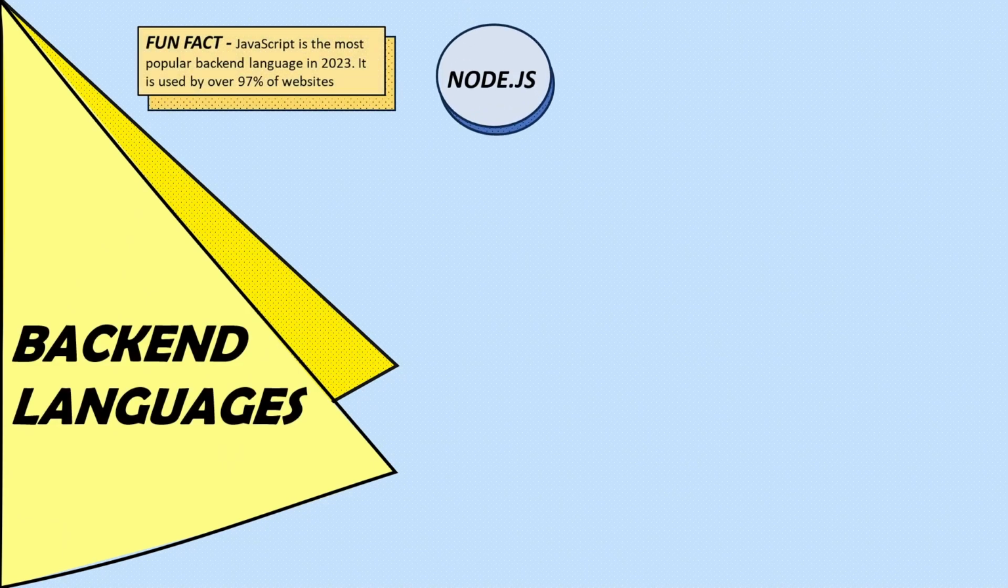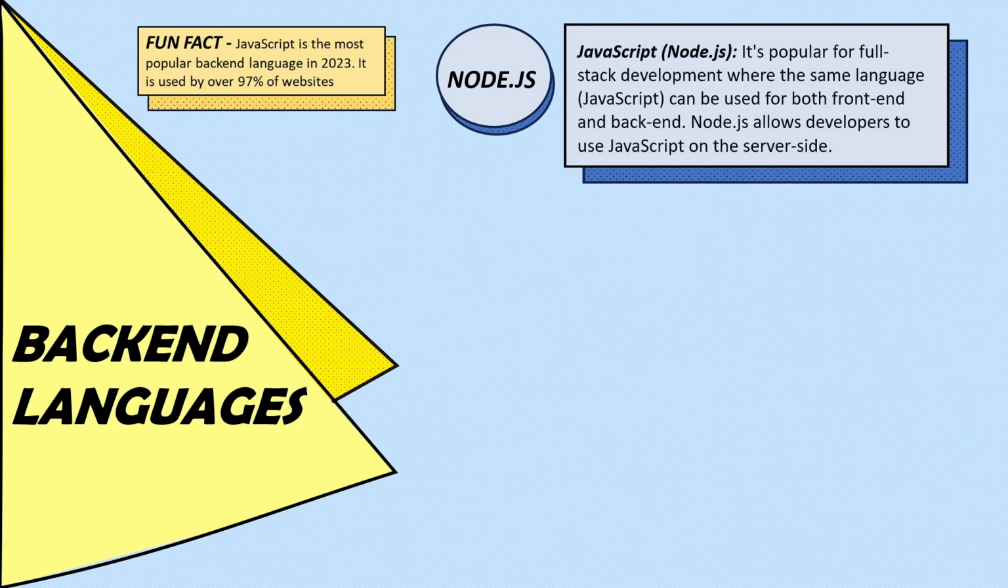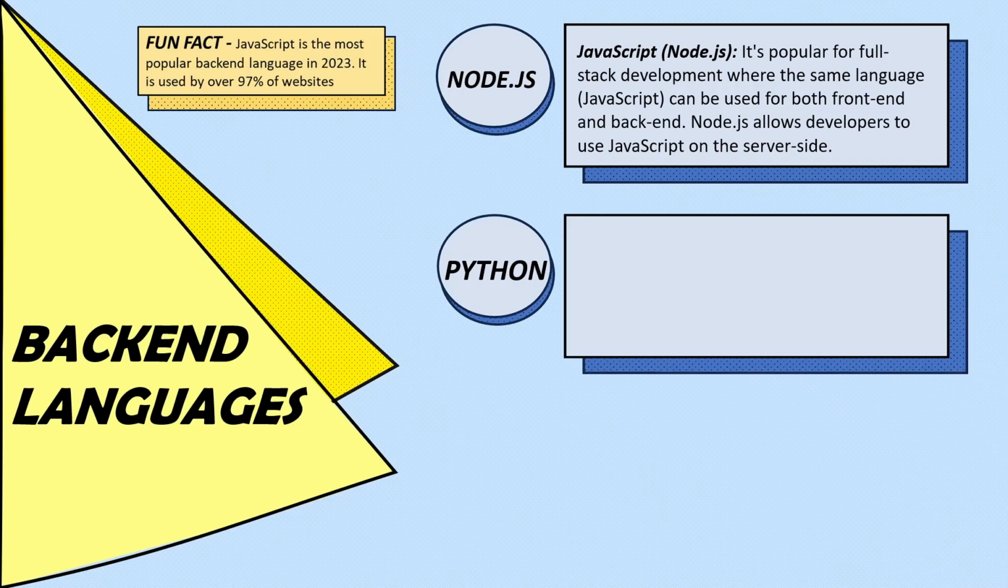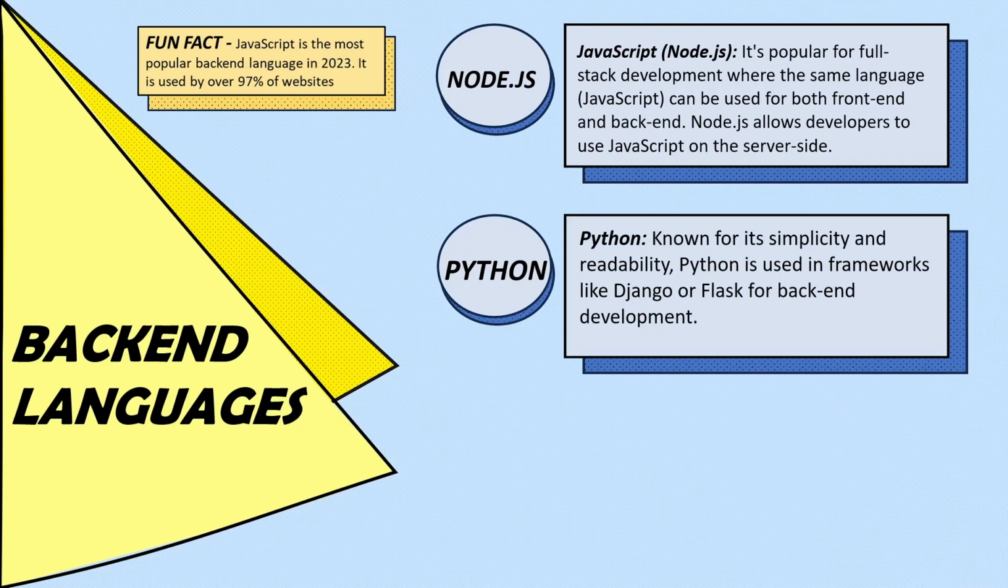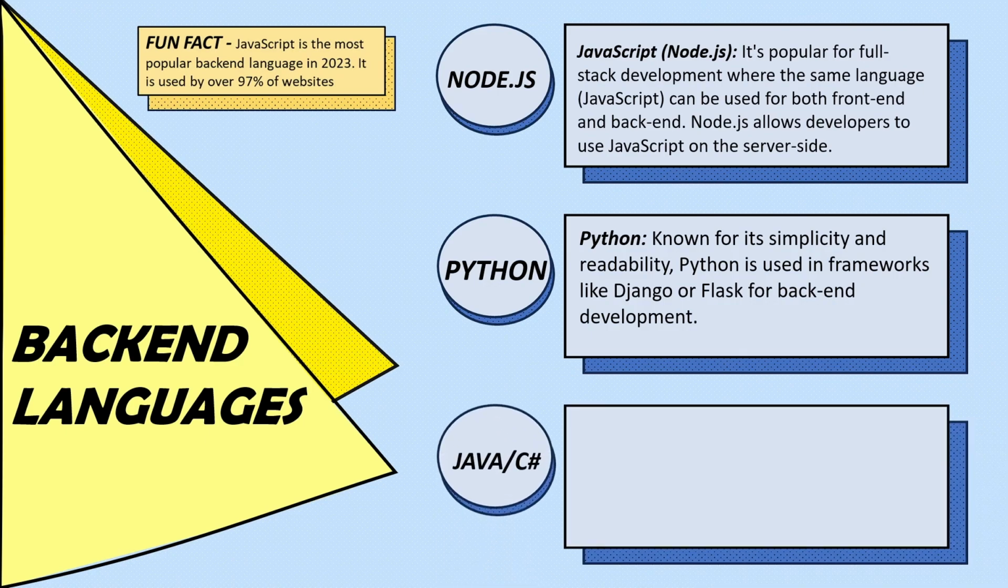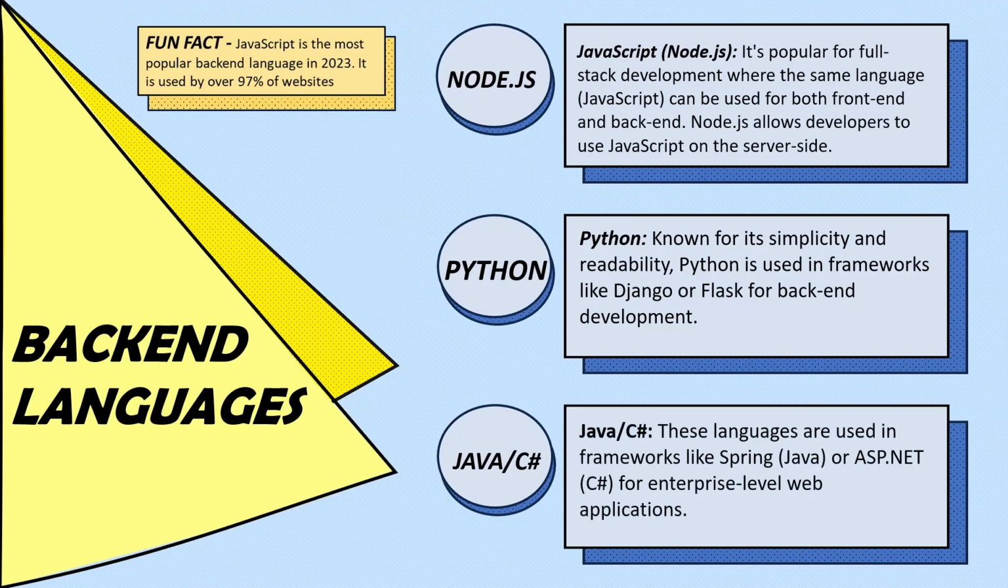Then we have back-end development. These are some of the major languages that are used in back-end development, and you need to learn them. JavaScript with Node.js is popular for full-stack development, where the same language, JavaScript, can be used in both front end and back end. Then the next language is Python. Known for its simplicity and readability, Python is used in frameworks like Django or Flask for back-end development. Then we have Java and C++. These are the languages used in frameworks like Spring or ASP.NET for enterprise-level web pages.